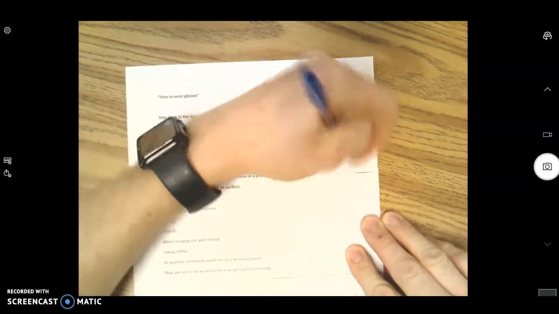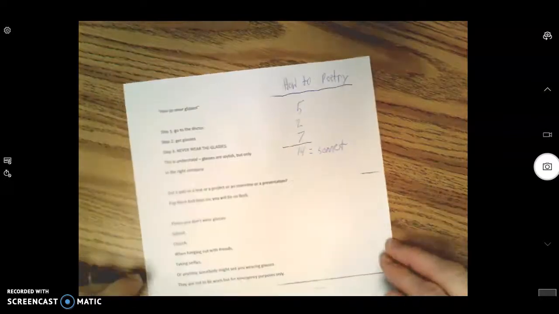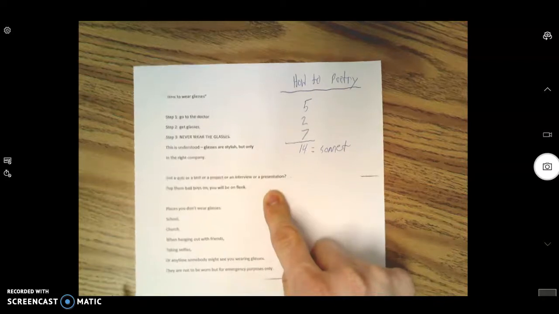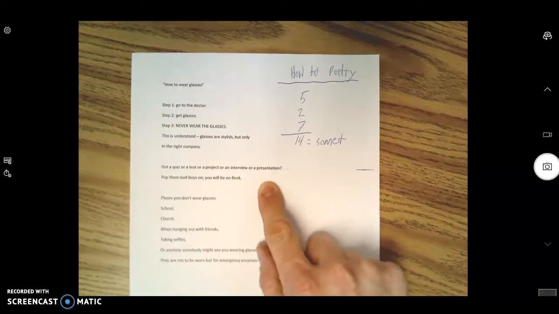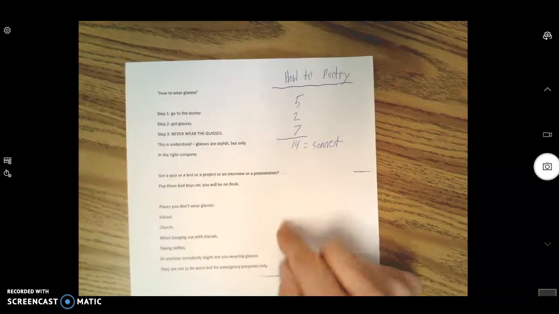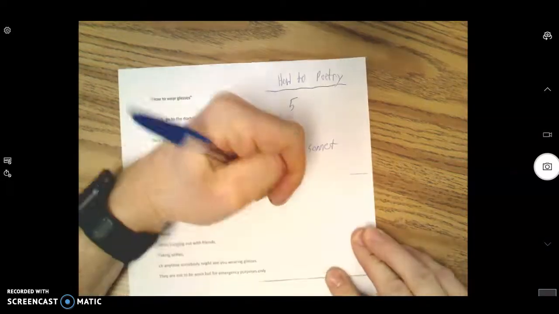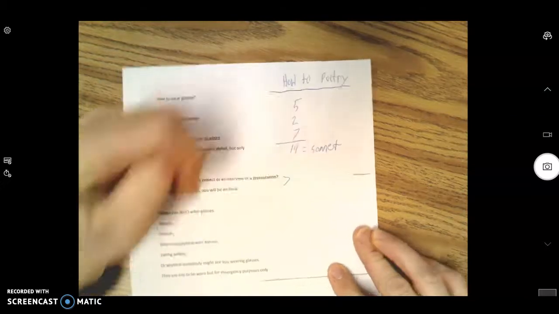All right, so when you do these, you're going to write a 14-line sonnet, okay? Now, without reading a single word, I noticed something about my second stanza. It's 2 lines. What's a 2-line stanza called? Anybody remember? Couplet. Good job, couplet.